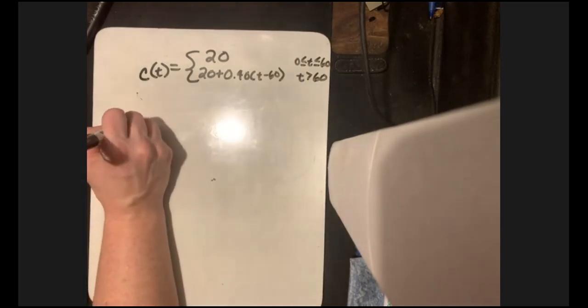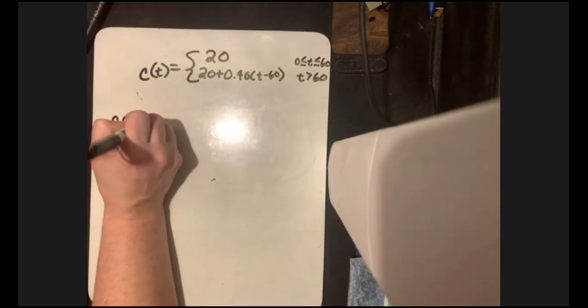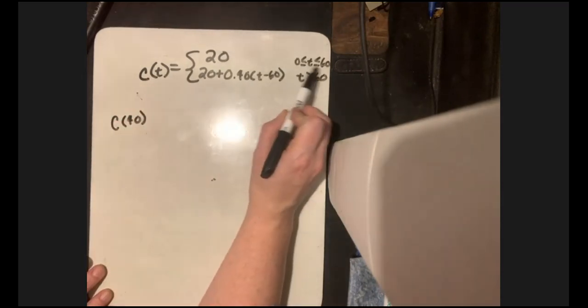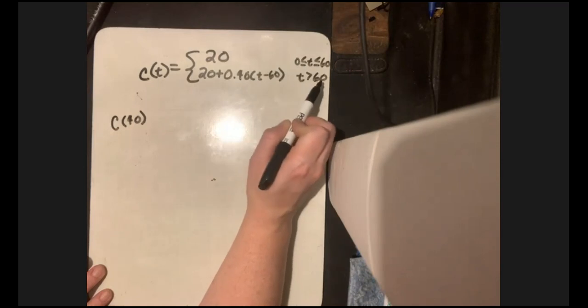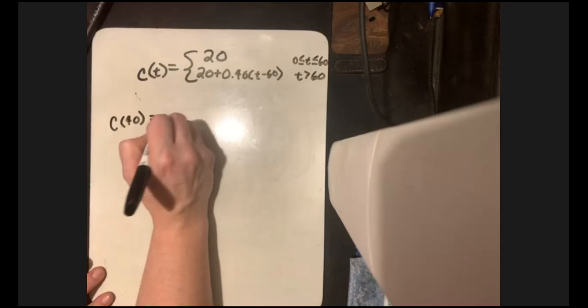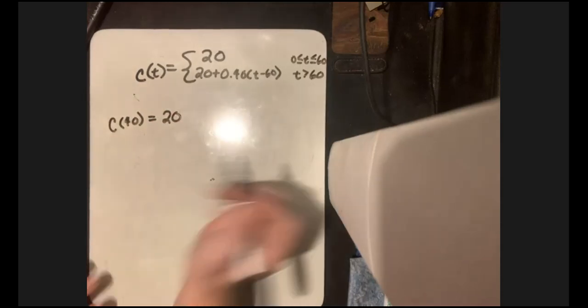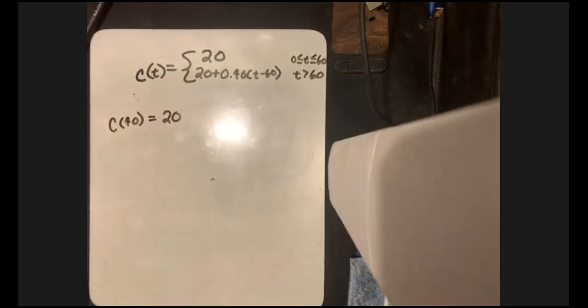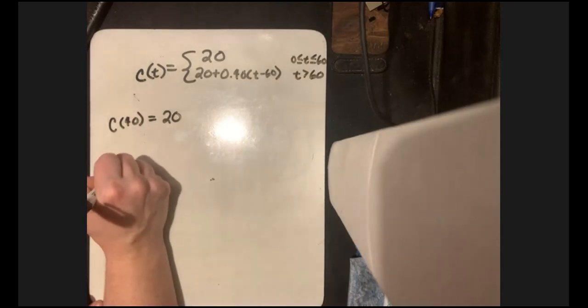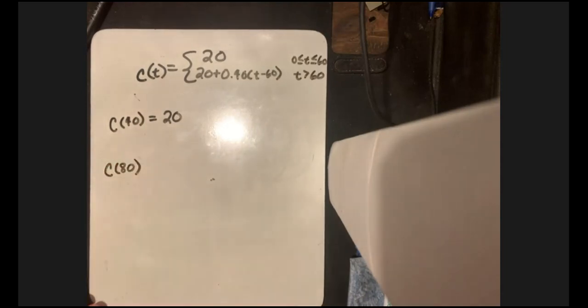So if they want us to find C of 40, the first thing is, where does 40 fit? Does this fit in the top rule or the bottom rule? Well, 40 is between 0 and 60. So therefore, I'm going to use the top rule. So this is 20. Period. Done. Okay. Now, they also ask us to find C of 80.